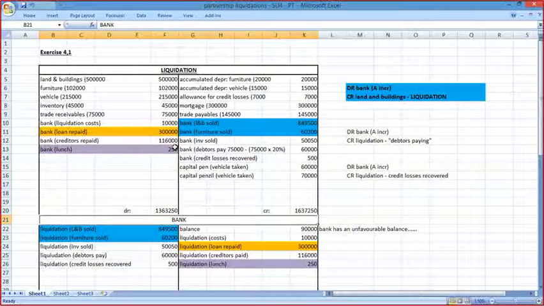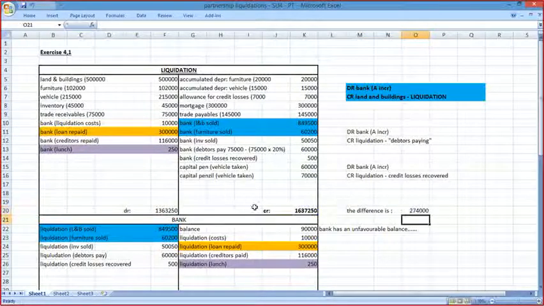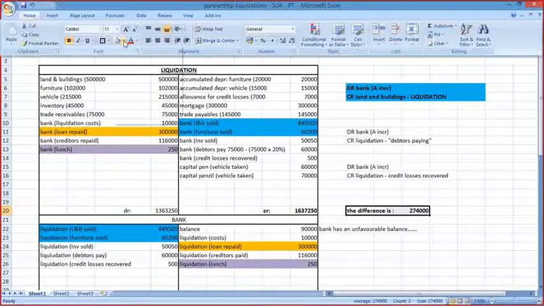The right-hand side, the credit side, is a little bit bigger. Correct, the credit is bigger. So the difference, let's check, this minus that gives us 274. So what is that difference representing? A profit or a loss?